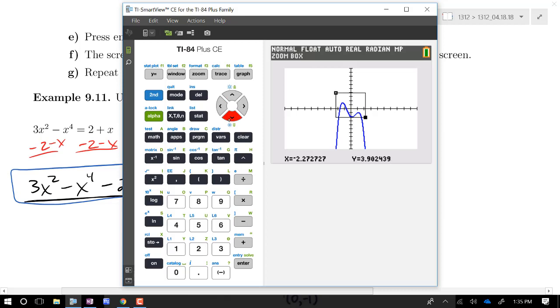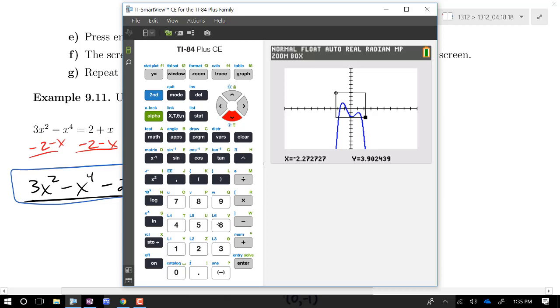Quick question. Yes. What did you change the window settings to? Because mine was still on the 100. So the first thing I did was I hit zoom 6. And that should bring it back to the minus 10 to 10.